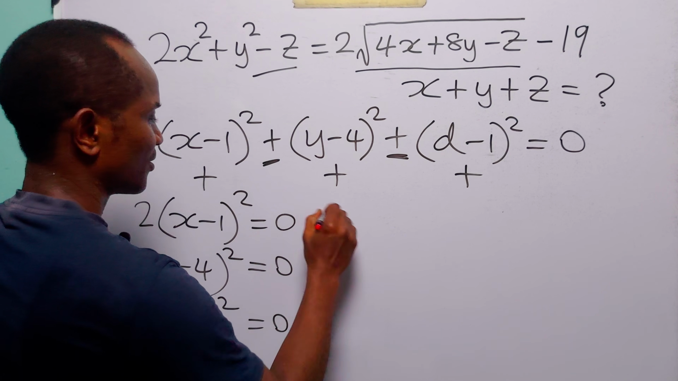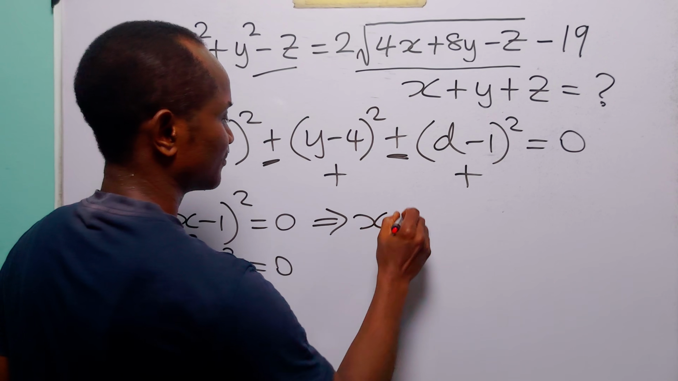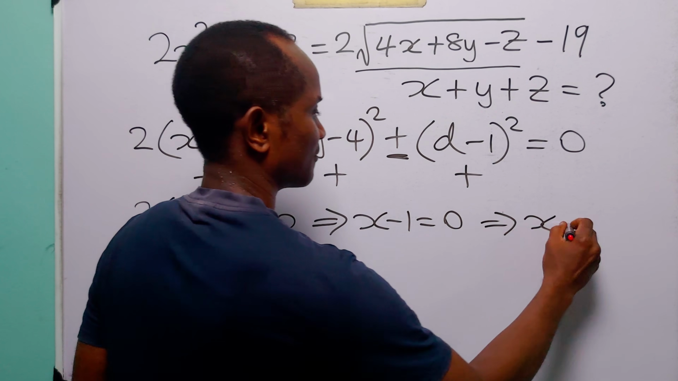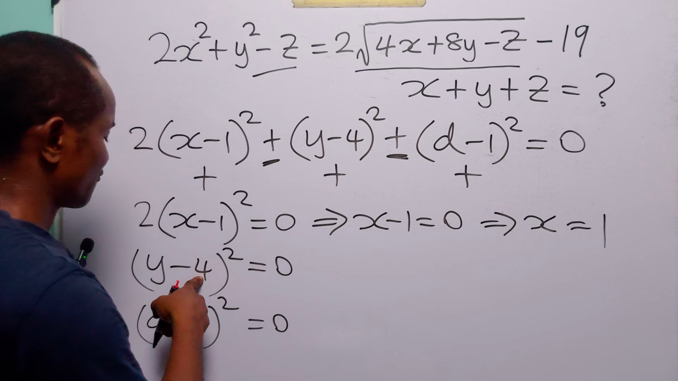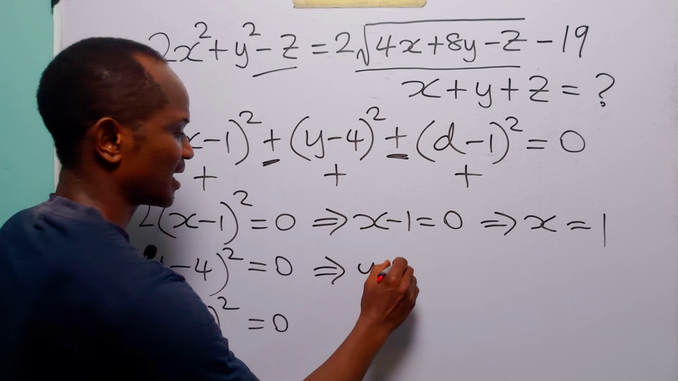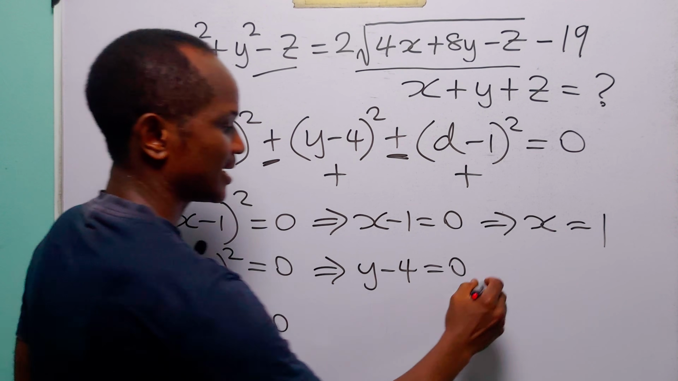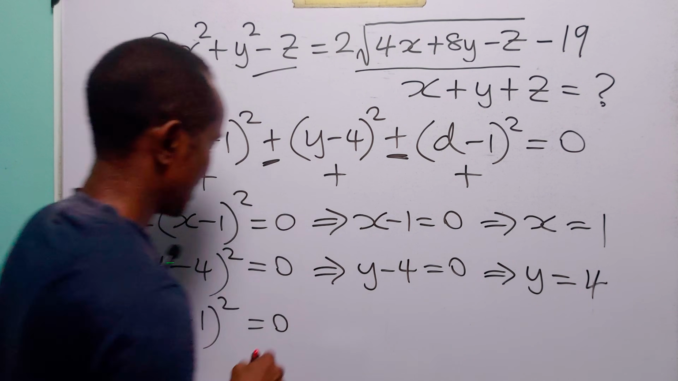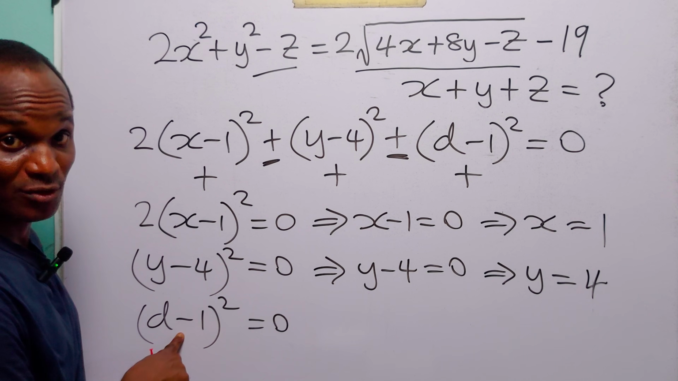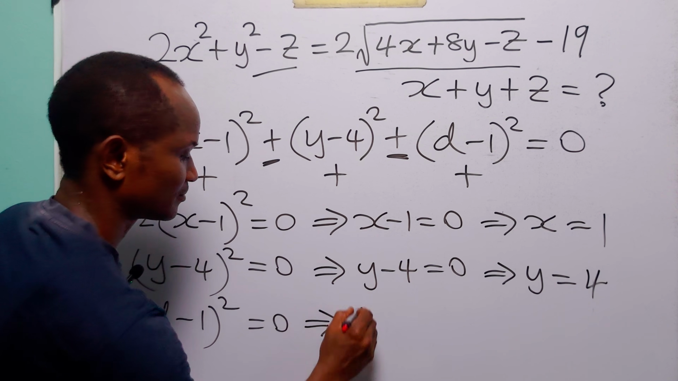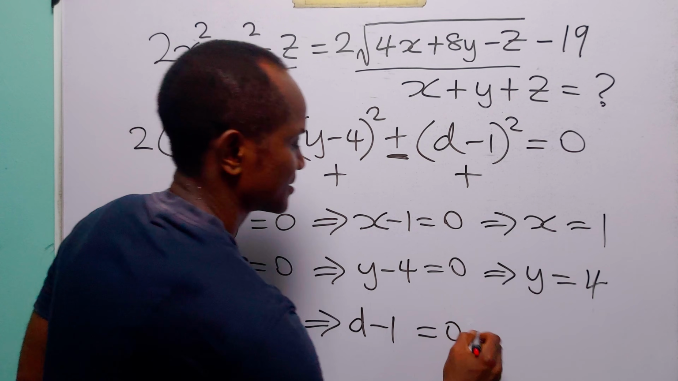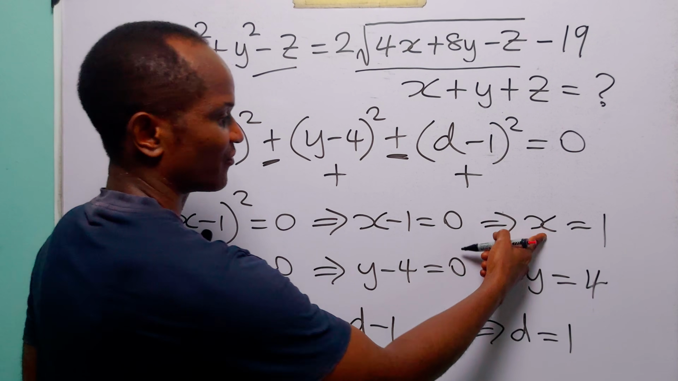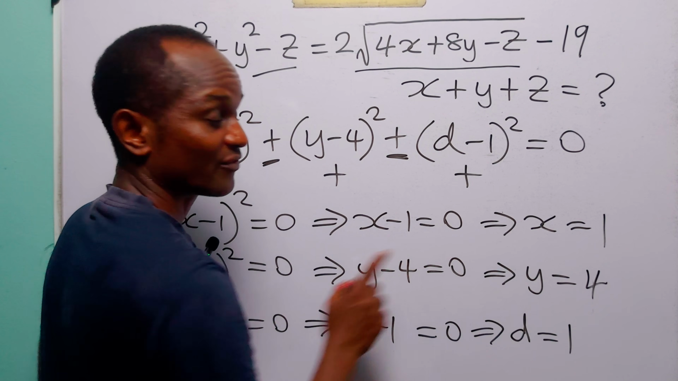Now from here, we can see that x minus 1 must be equal to 0, and hence x is equal to 1. From here, we can see that y minus 4 must be equal to 0, and hence y is equal to 4. And in this case, we have that d minus 1 must be equal to 0, and hence d must be equal to 1. So you can see that we have found the value of x. We have found the value of y.